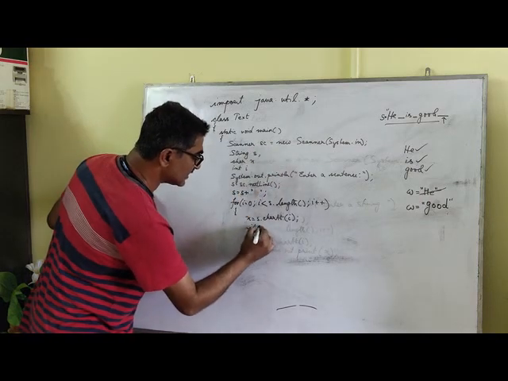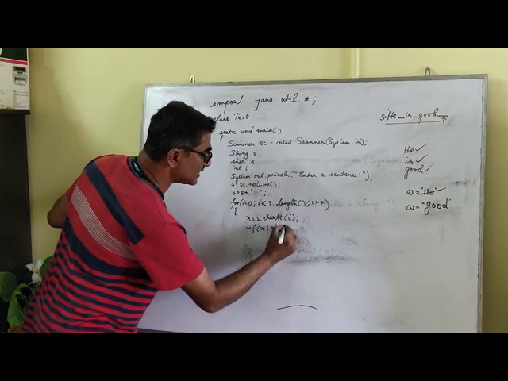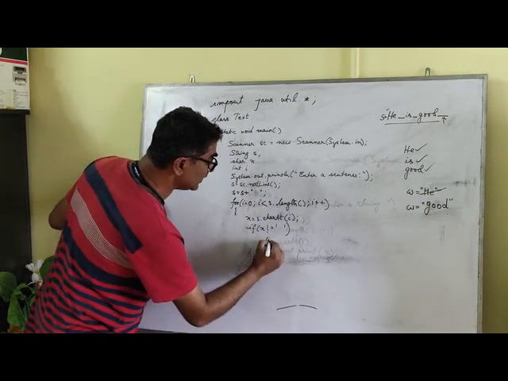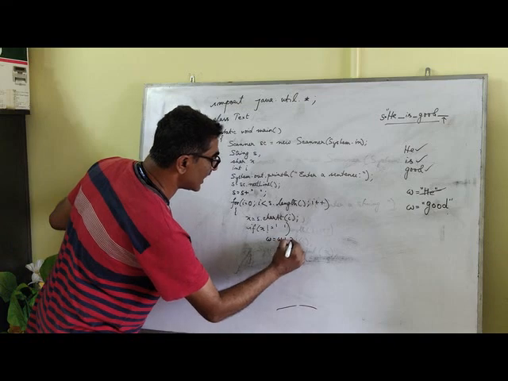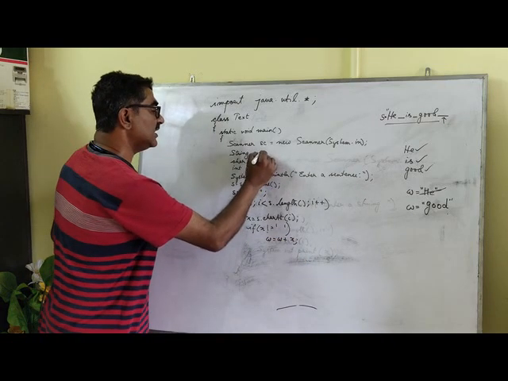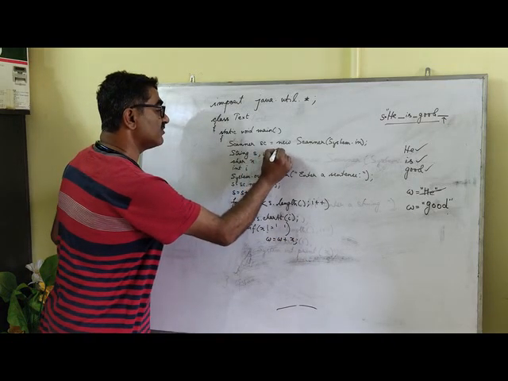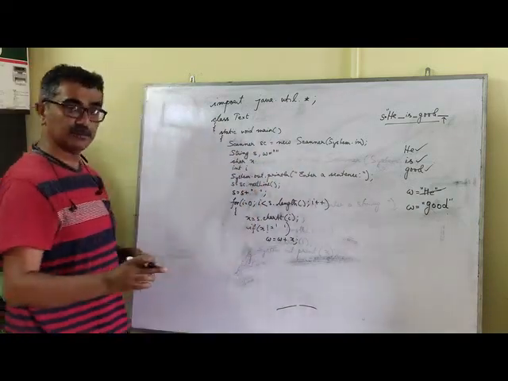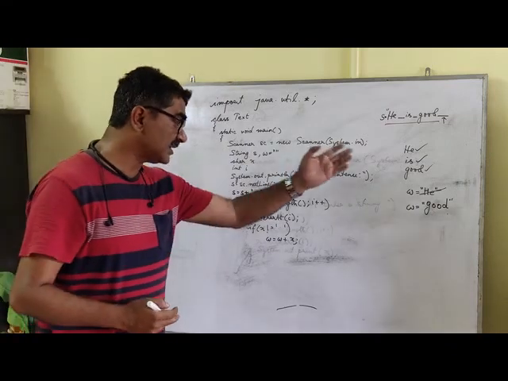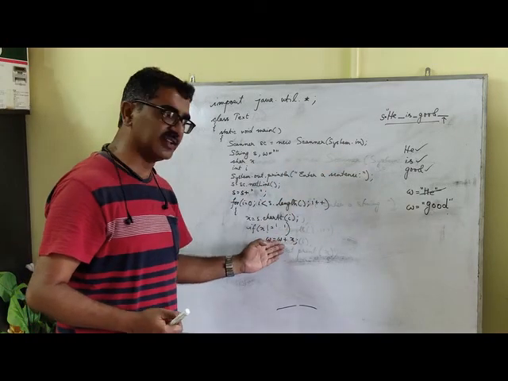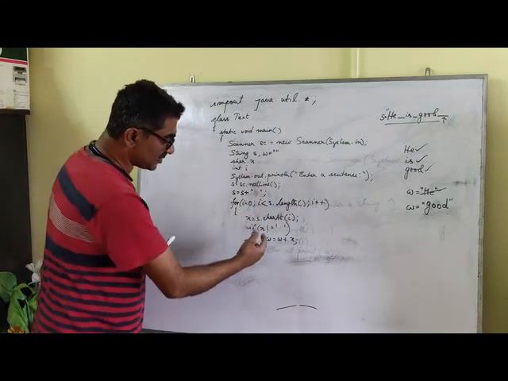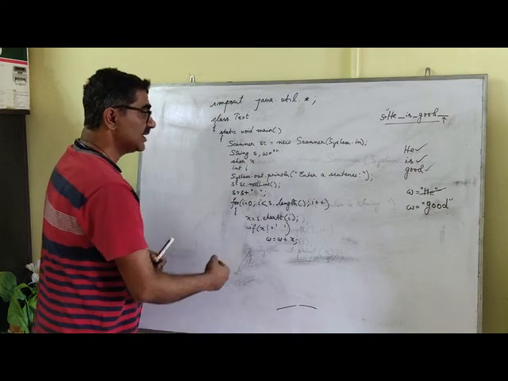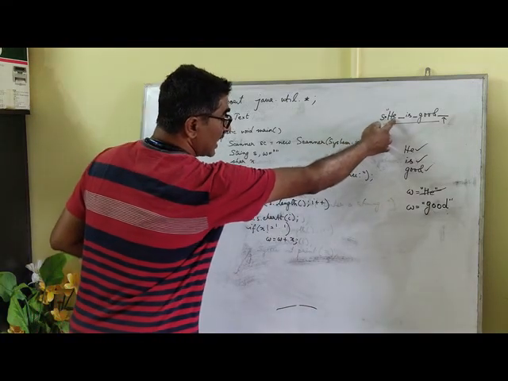Now if X is not a space, what am I going to do? I am going to concatenate it in W. W equal to W plus X. So here I take a string W which is initialized with null. Null means blank, there is not even a space in it. So W equal to W plus X means I am concatenating each extracted character with W. And how long will this process continue? As long as X, the extracted character, is not a space. So H gets concatenated, E gets concatenated, like that.